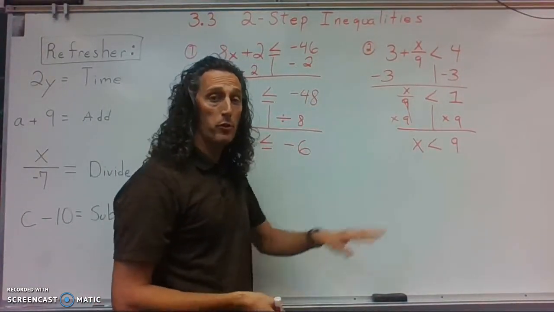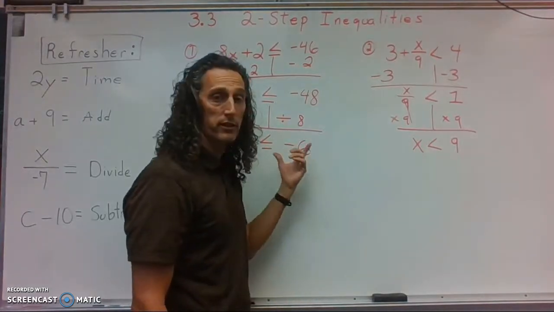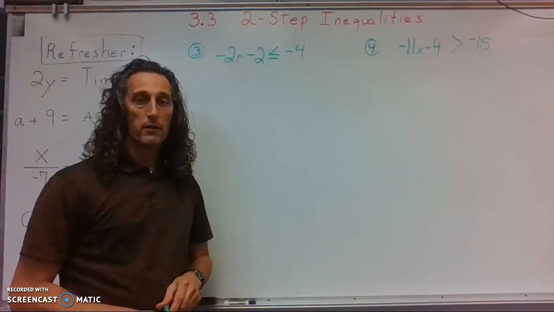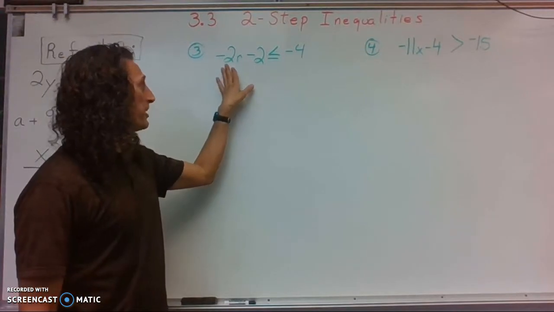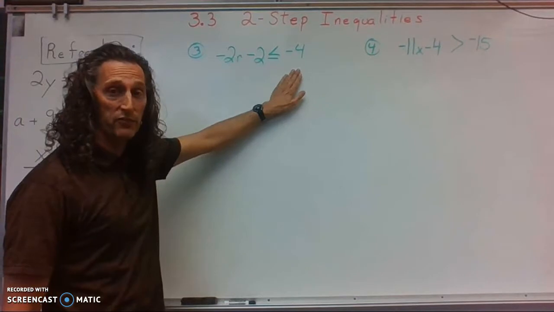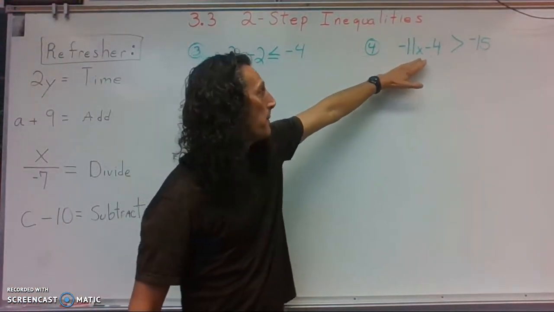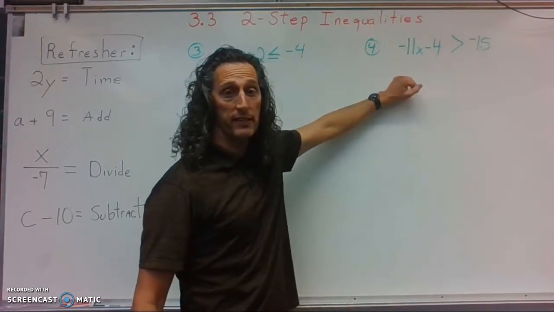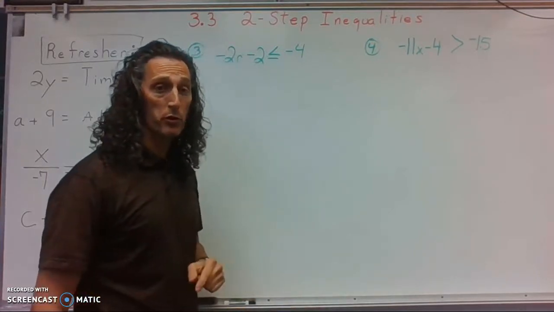So make sure you have example 2 all the way down. I'll back up for just a second so you can copy now number 1 also. All right, so I'm back. Here's 2 more examples. We have negative 2r minus 2 is less than or equal to negative 4. And then example number 4 is negative 11x minus 4 is greater than negative 15. I'm going to just step over underneath the refresher, and you copy down those two equations.